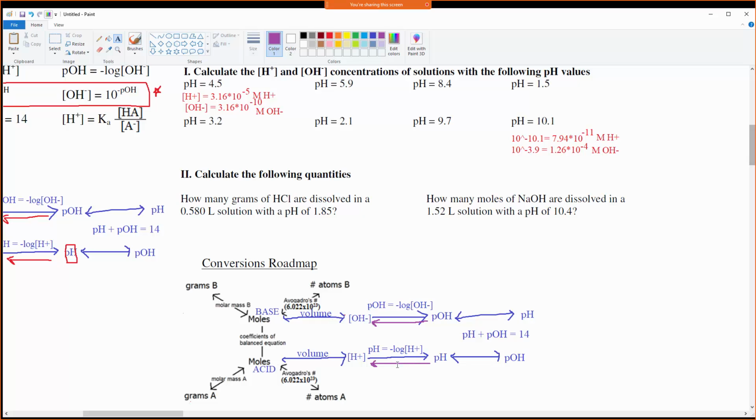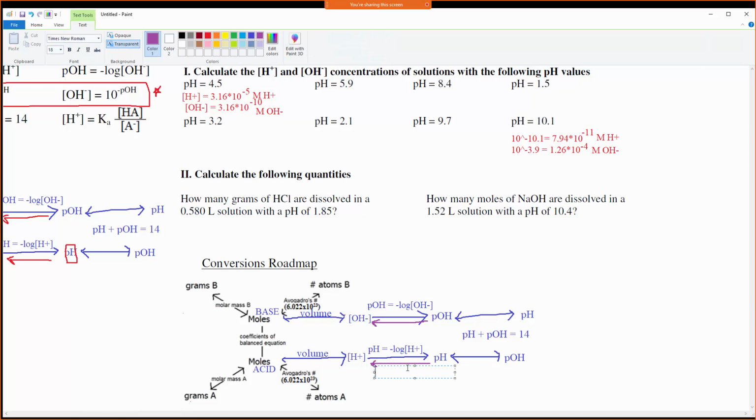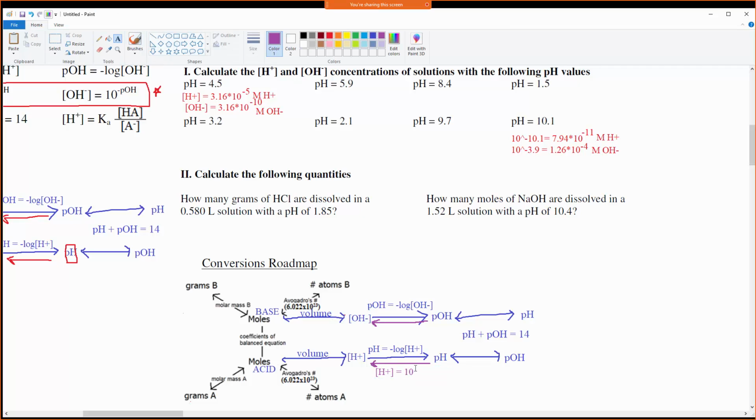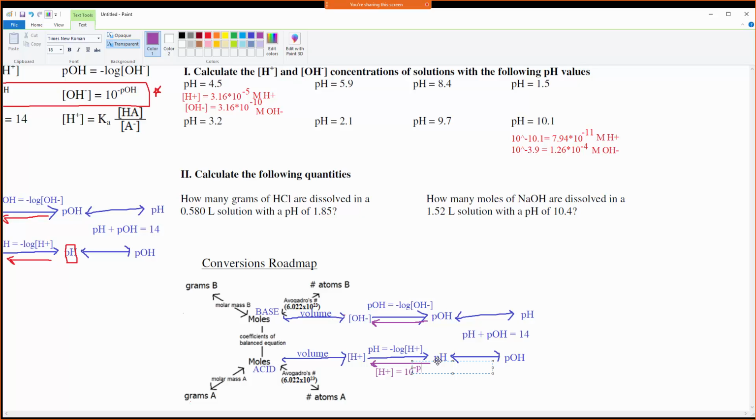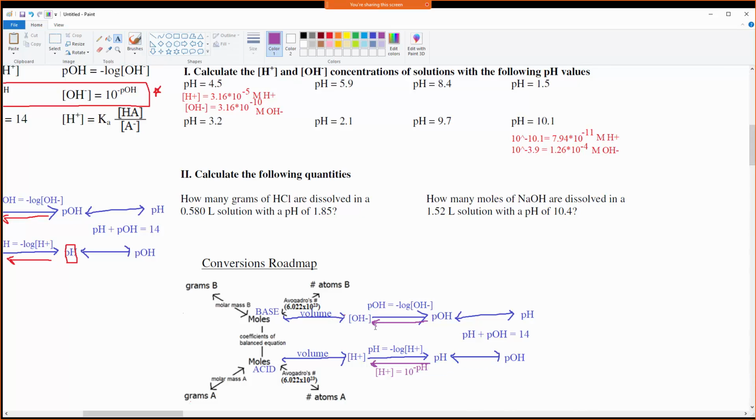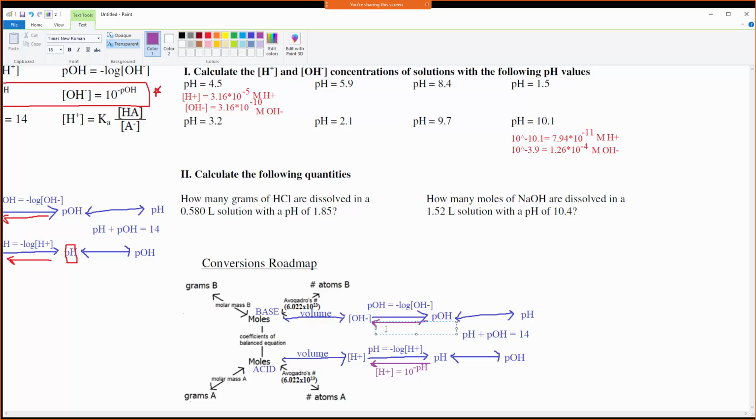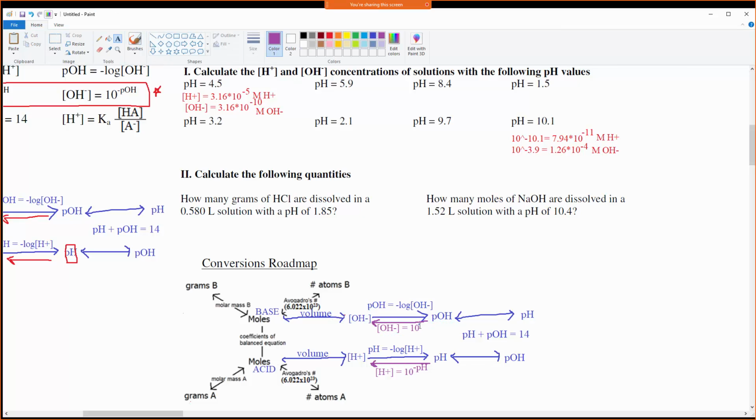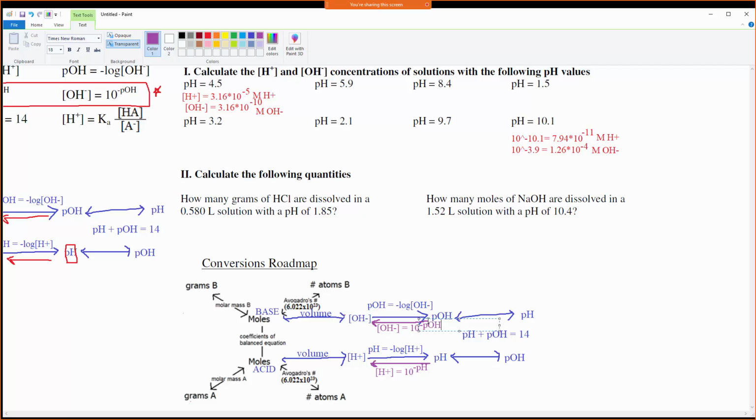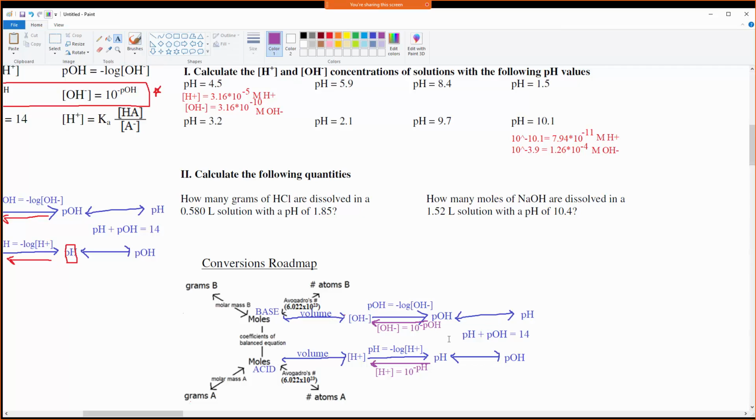Okay, and again, we're going to say my H plus is equal to 10 raised to the negative pH. And here it is, my hydroxide is equal to 10 raised to the negative pOH. Right, so just a different equation to go this direction.